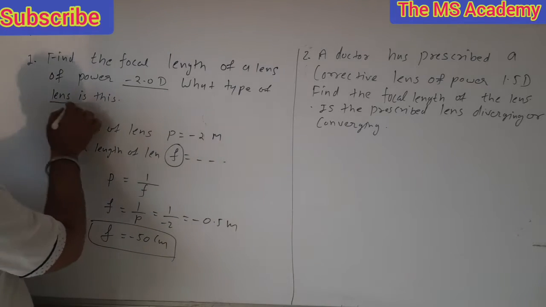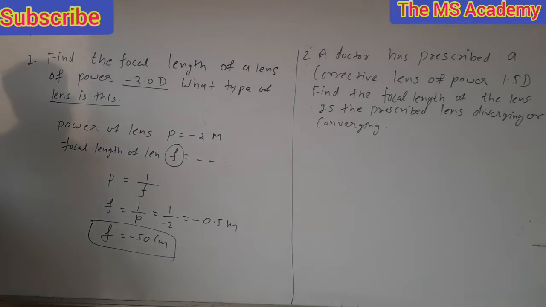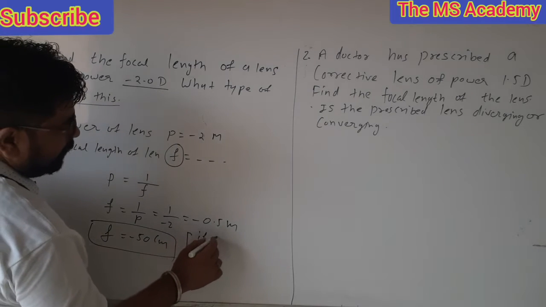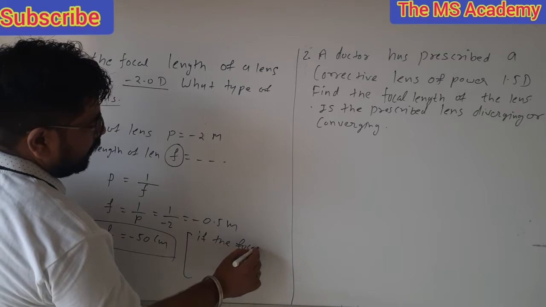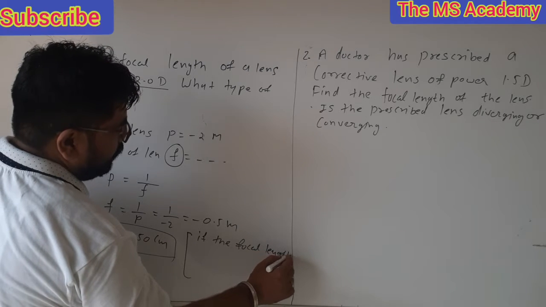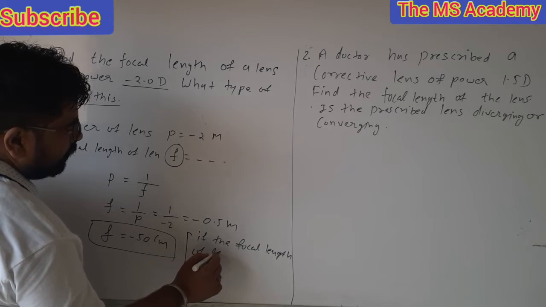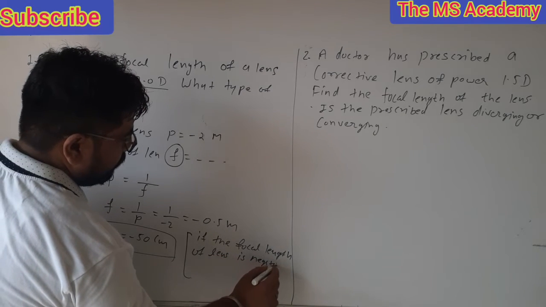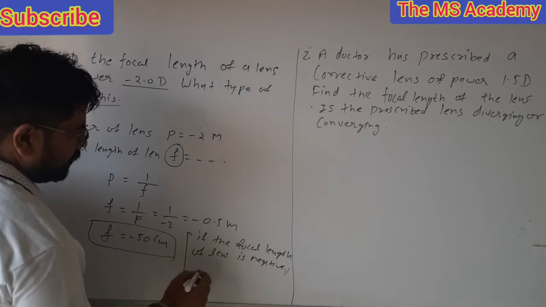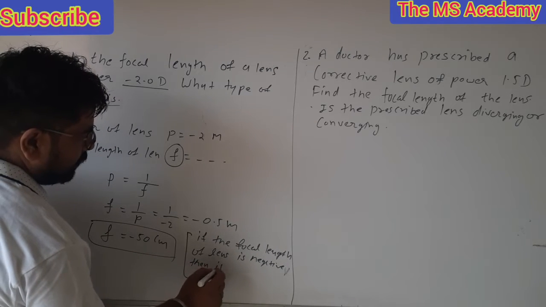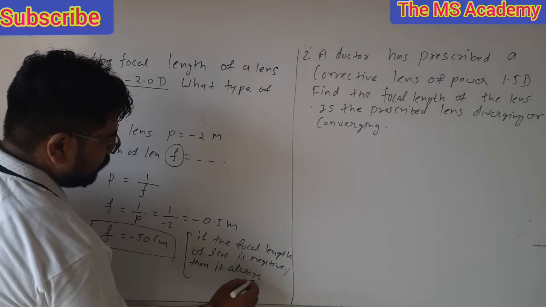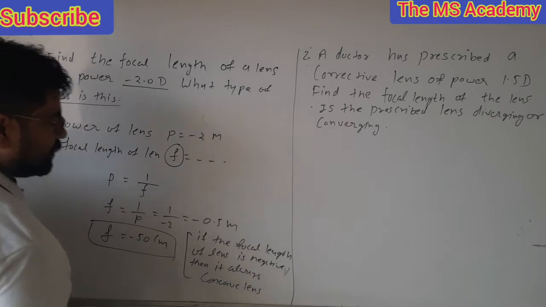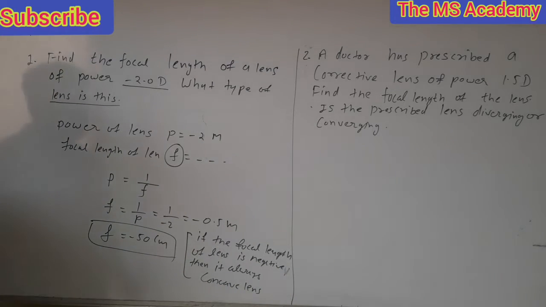Now, what type of lens is it? If the focal length is negative, then the lens is always concave. If the focal length of a lens is negative, then it is always a concave lens.